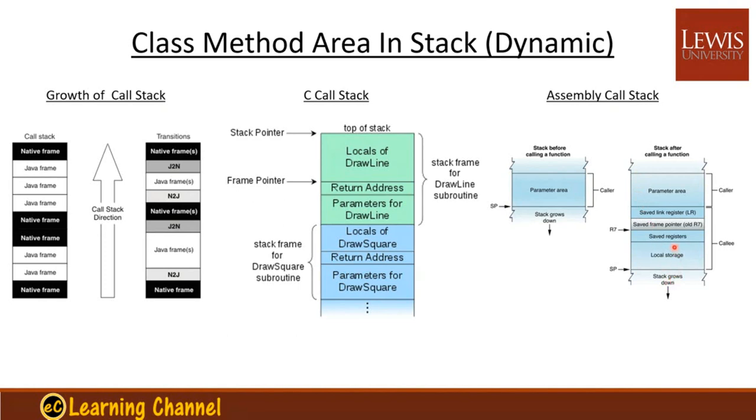We have the local storage, saved registers, the saved frame pointer, and then the saved link register, and we have the parameter area. So it's in more detail. It is actually push and pop for different registers, and it will be saved into memory if you have the assembly call stack. And this is actually what is really done by the CPU.